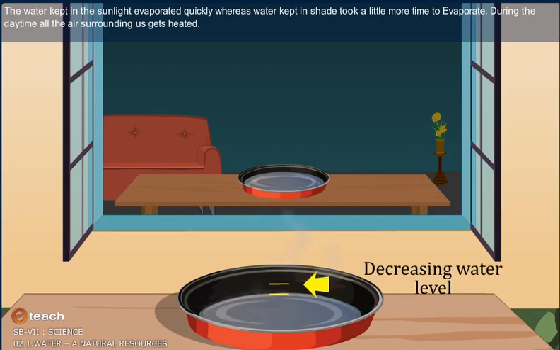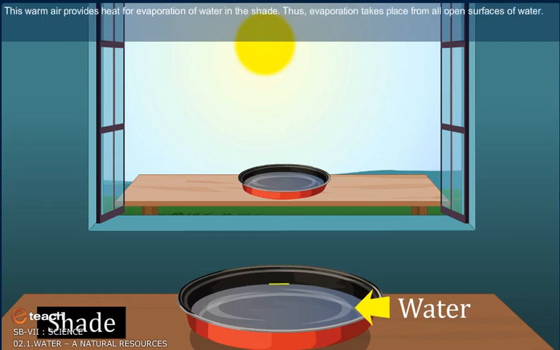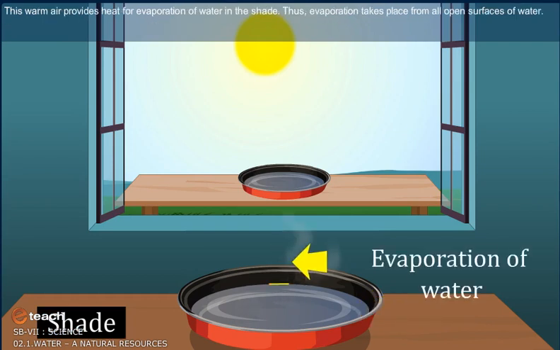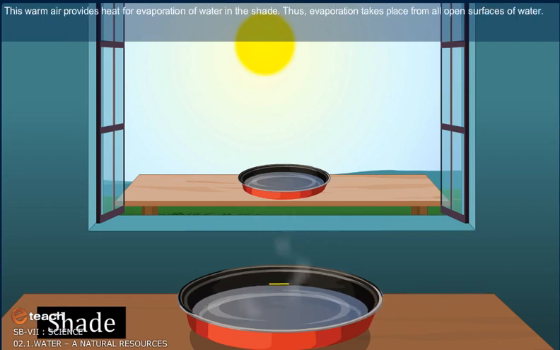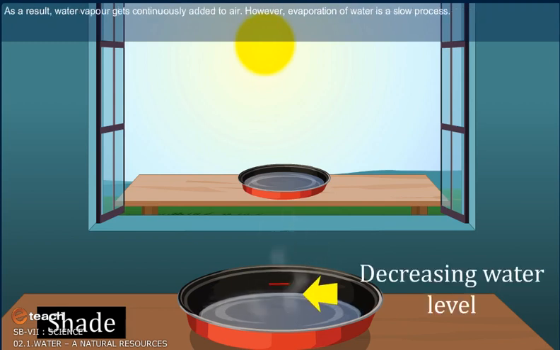to evaporate. During the daytime, all the air surrounding us gets heated. This warm air provides heat for evaporation of water in the shade. Thus, evaporation takes place from all open surfaces of water. As a result, water vapor gets continuously added to air. However, evaporation of water is a slow process.